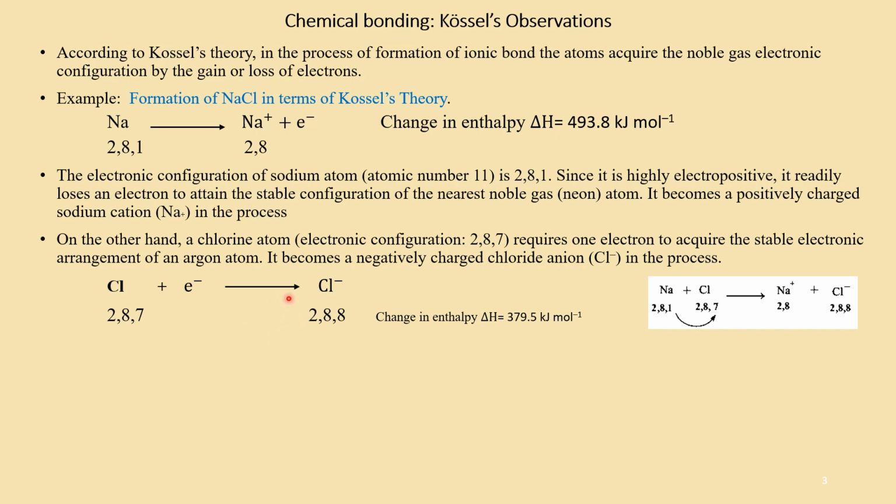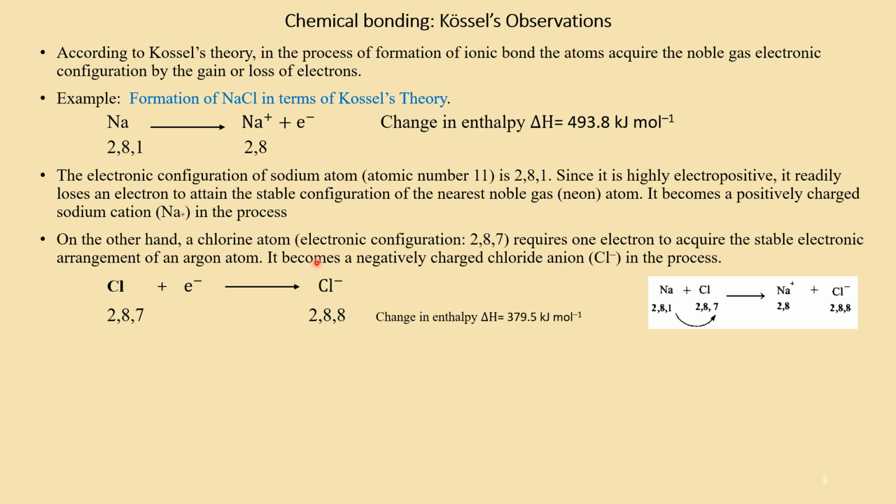Hence, the electronic configuration is written as 2, 8, 7. It accepts one electron and the total number of electrons after combination is 2, 8, 8. And the change in enthalpy, delta H, due to this combination is delta H equal to 379.5 kilojoules per mole. We have studied about this change in enthalpy in our earlier chapters.